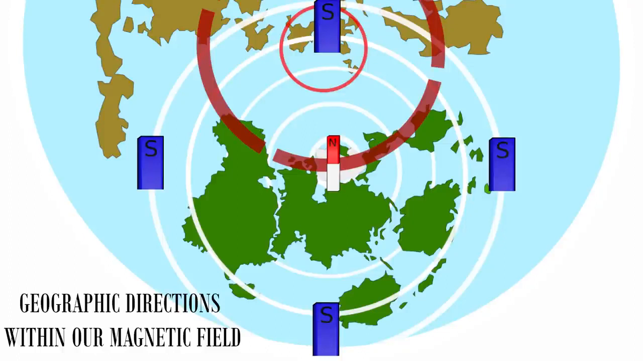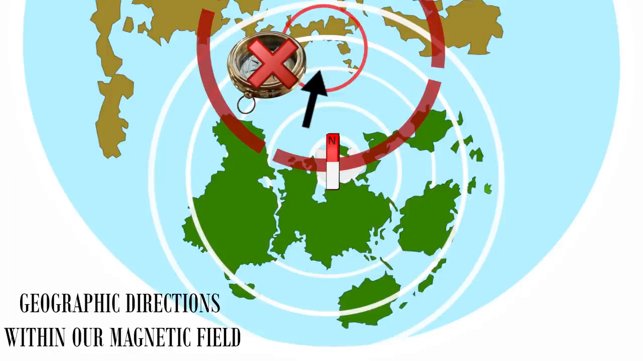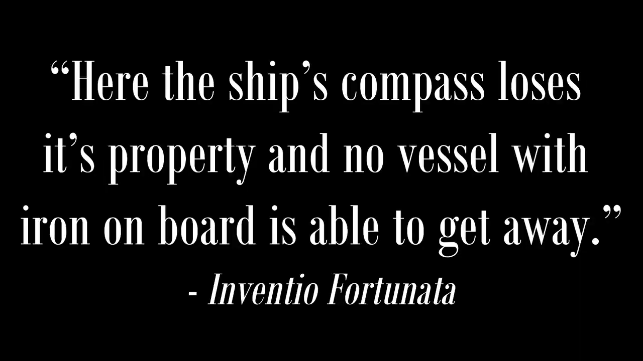If the center is made of iron, then at some point it would supersede the southern magnetic pole of our magnetic field. If by chance you were lucky to head in the direction of true north, then the compass would most likely fail altogether due to the iron core. As the mysterious text, the Inventio Fortunata states, "Here the ship's compass loses its property, and no vessel with iron on board is able to get away."